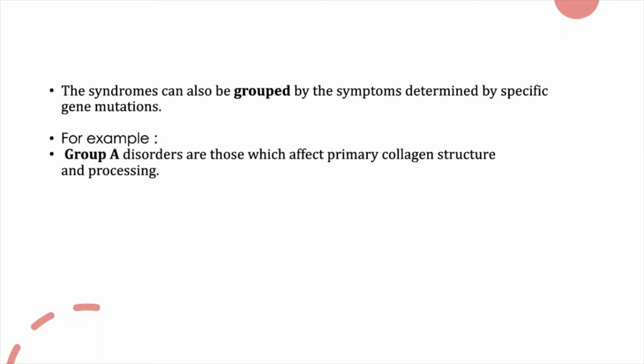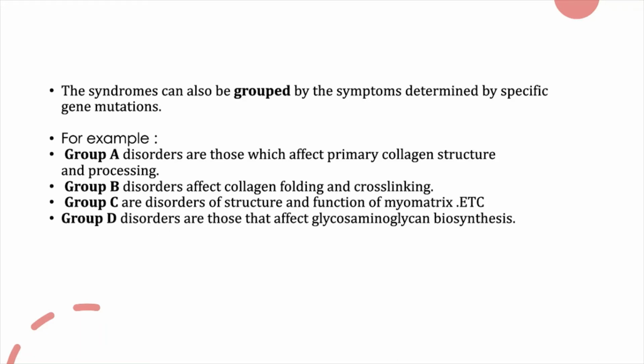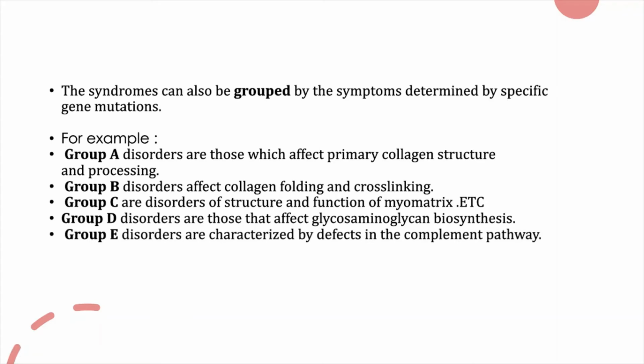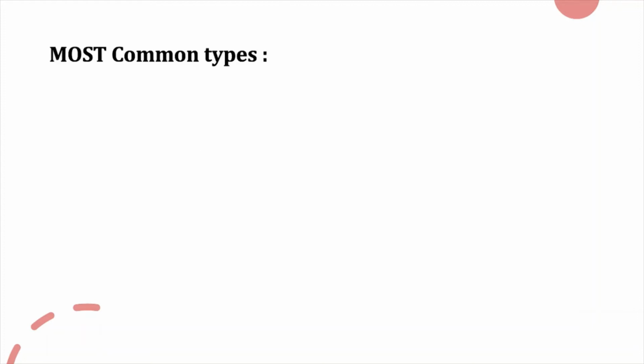For example, Group A disorders are those which affect primary collagen structure and processing. Group B disorders affect collagen folding and cross-linking. Group C are disorders of structure and function of myomatrix. Group D disorders are those that affect glycosaminoglycan biosynthesis. Group E disorders are characterized by defects in the complement pathway. Group F are disorders of intracellular processes, and Group G is considered to be unresolved forms of EDS.